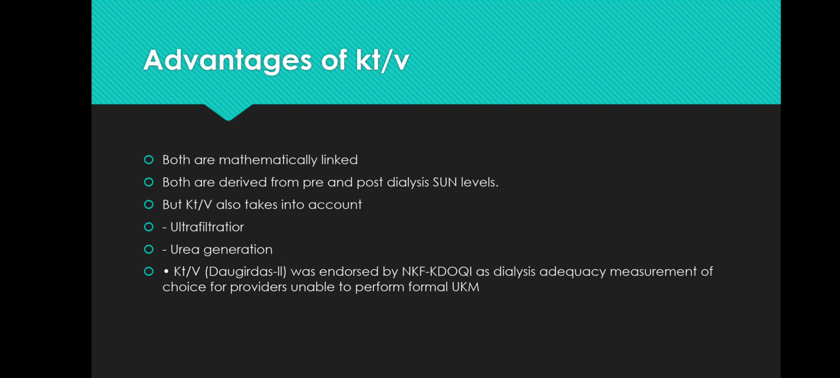Next, the advantages of Kt/V. Kt/V and URR are mathematically linked. They are derived from pre and post dialysis BUN levels, but Kt/V also takes into account the ultrafiltration of urea, and Kt/V was endorsed by NKF KDOQI. It means it is the dialysis adequacy measurement of choice for providers unable to perform the formal UKM.